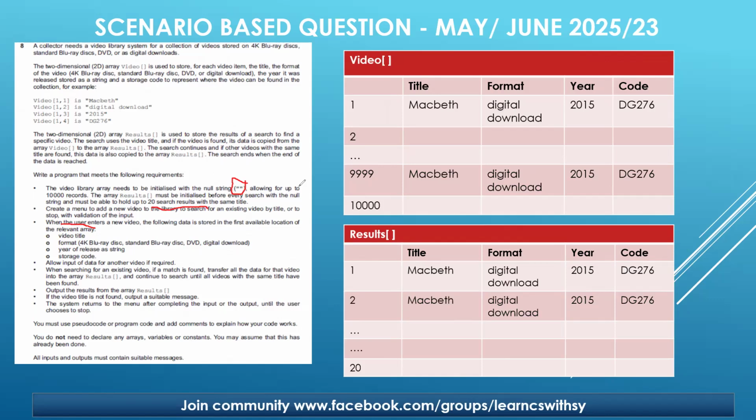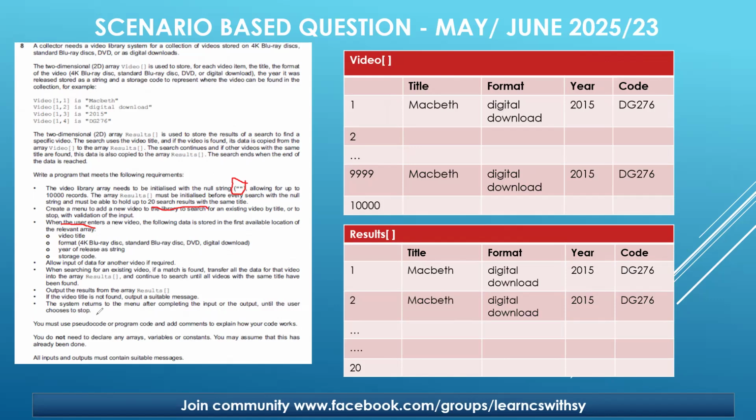It means it is going to continue. It's going to be your linear search. Exactly. That's wonderful, Ali. Output the results from the array results. If the video title is not found, output a suitable message. The system returns to the menu after completing the input or the output until the user chooses to stop.